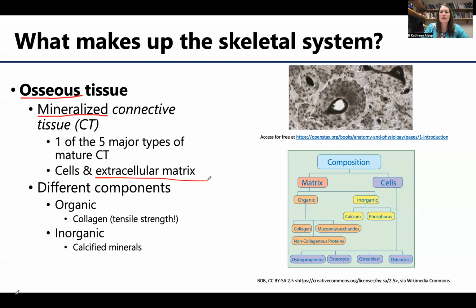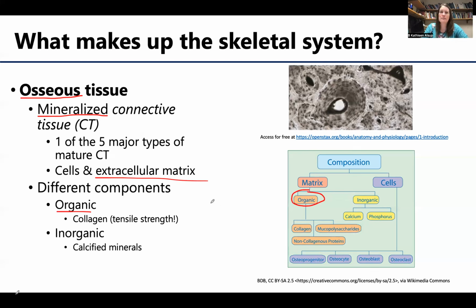Spending a little bit more time on this extracellular matrix, it's going to be composed of 2 major components, and both are equally important in terms of the maintenance and the function of bone. And the first one I want to talk about is the organic component of the extracellular matrix, and you can see that over here on this chart.